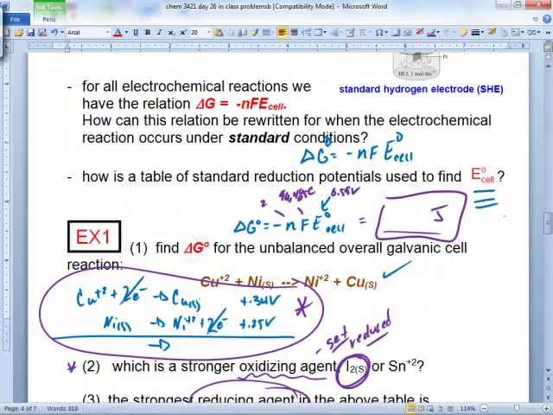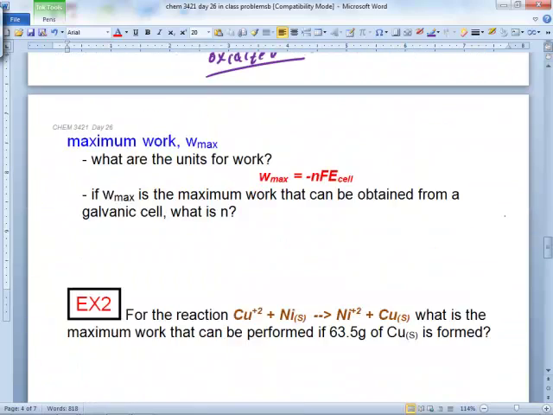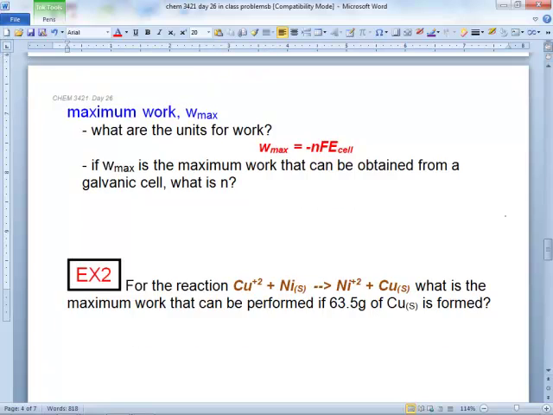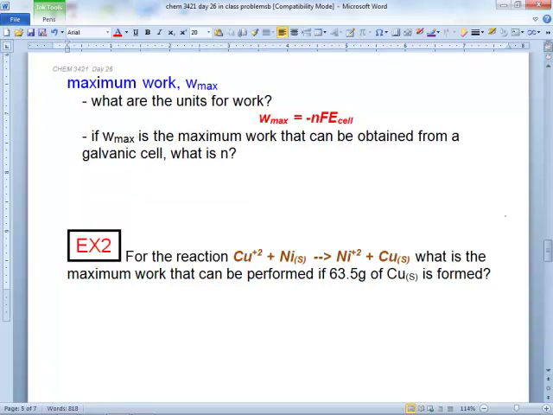Okay. Maximum work. What are the units for work? Miriam, what were the units for work? Joules. Good deal.